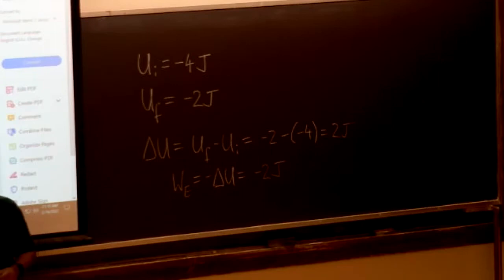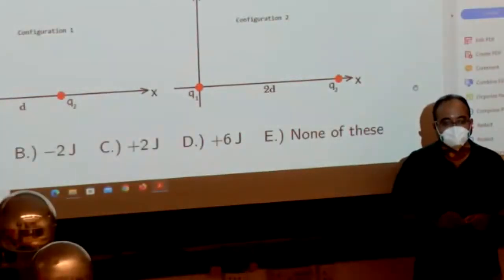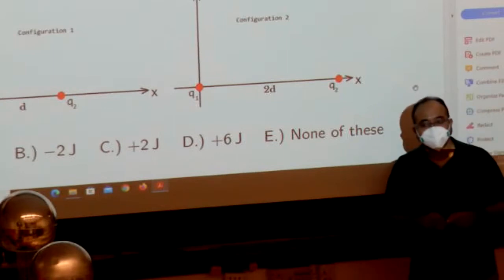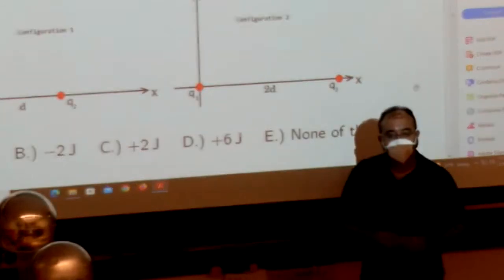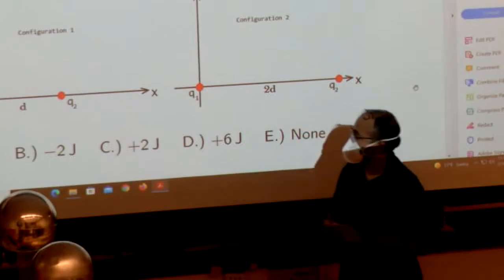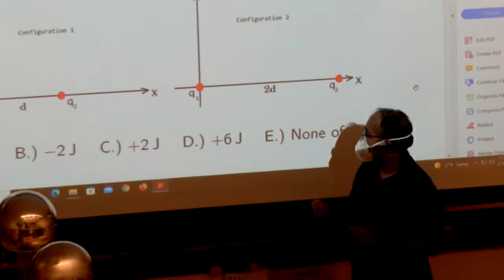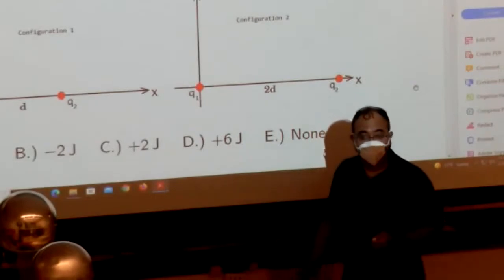Questions? Yes, please. I'm not sure if this is a valid point, but since Q1 is not moving, only Q2 is moving, can we think of the force on Q2, which is the electrostatic force, and use W equals the integral of F dot dr? Yeah, that will give the same sort of thing.